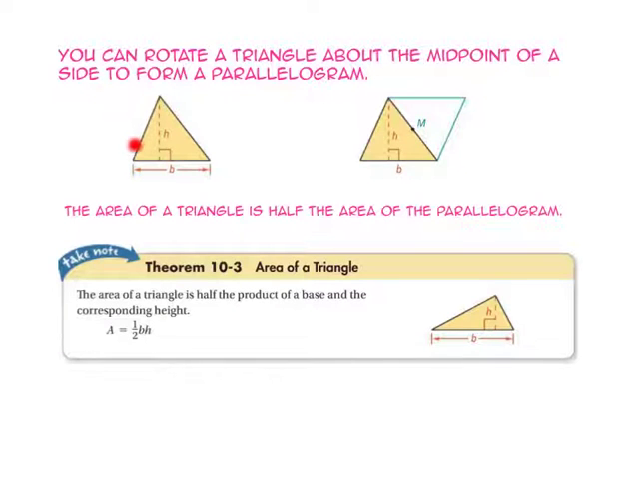We can rotate a triangle about the midpoint of one of its sides to form a parallelogram. Therefore, the area of a triangle is half the area of a parallelogram. We can use the equation area equals 1/2 base times height, or area equals base times height divided by 2.